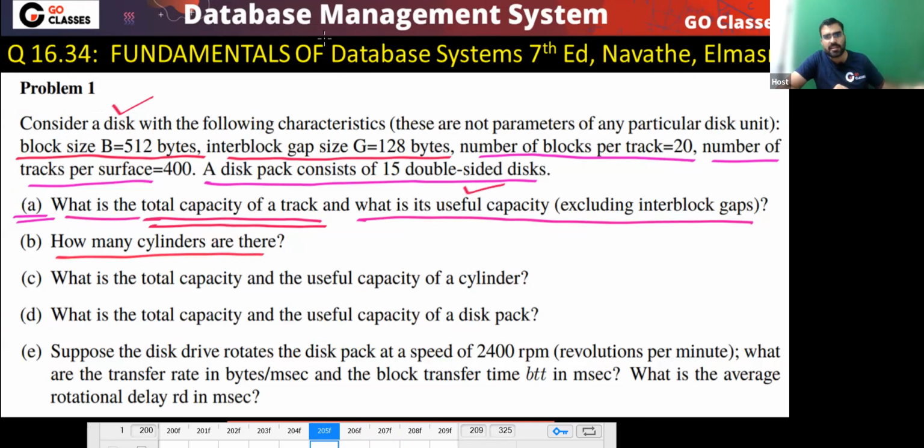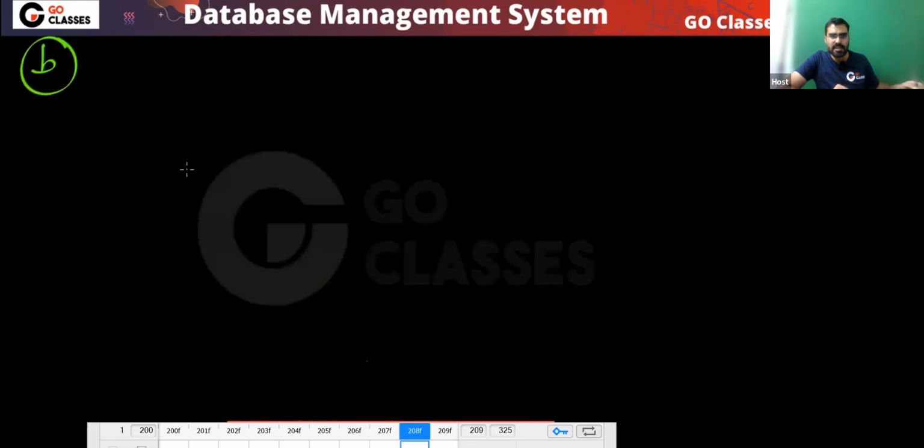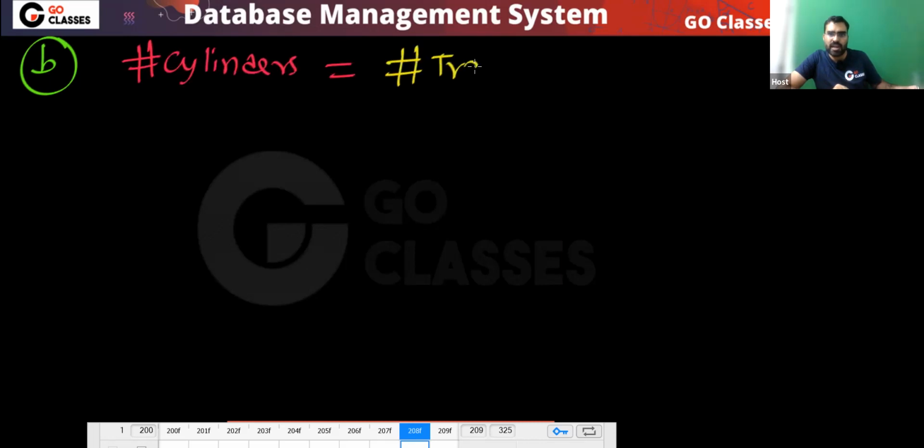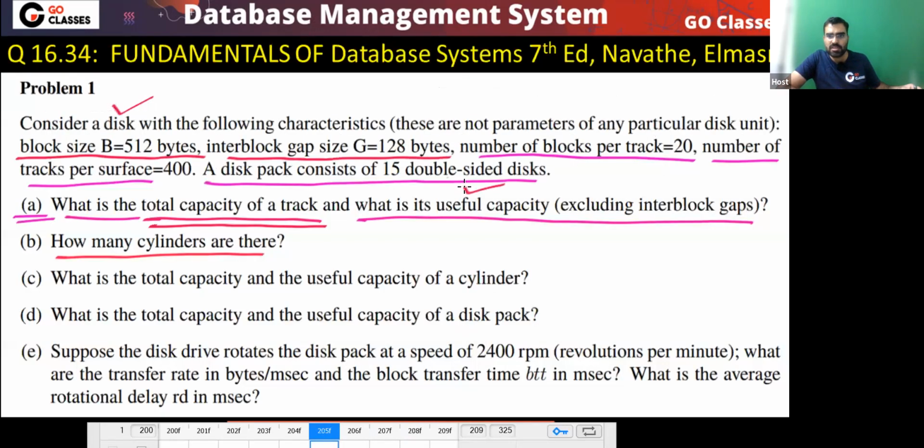How many cylinders are there? Tell me, how many cylinders are there? Which statement is correct? Can I say that the number of cylinders is equal to the number of tracks? What is the number of tracks in this question? In this particular question, the number of tracks per surface is 400.